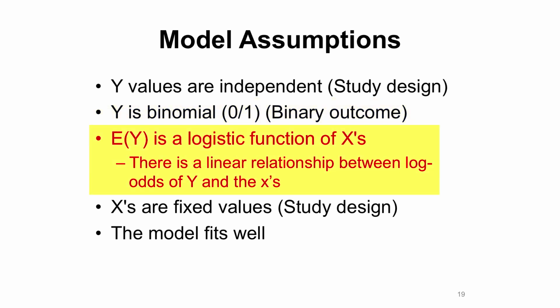The third assumption is that the expected Y is a logistic function of the X's. In other words, the relationship between the log odds of Y is linear with the X variables. We need to check this assumption for all continuous explanatory variables. The fourth assumption is that the X's are fixed values, meaning that they do not change, which we know through knowledge of study design. And the final assumption is that the model fits well, which we've learned that we can examine with methods like the likelihood ratio test or AIC. But linearity is the main assumption that we need to check statistically.